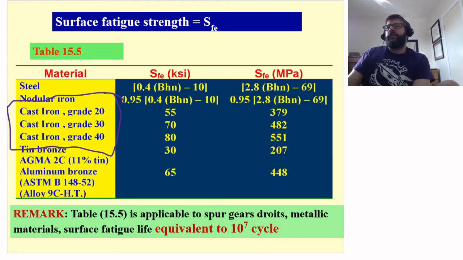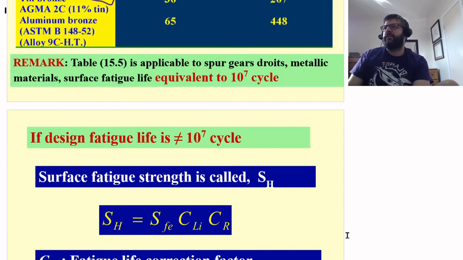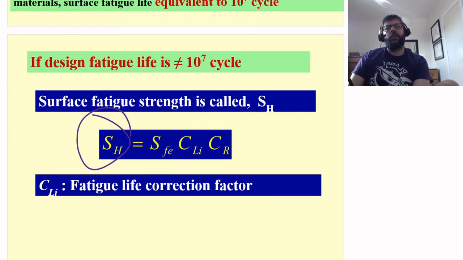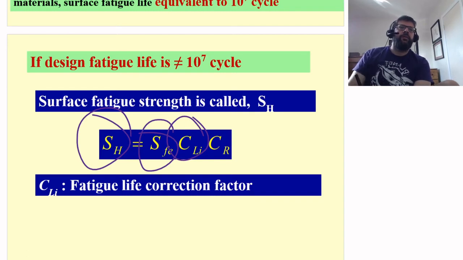So that having said, we don't use just that. Obviously, we've got other factors that we throw in there too. Not quite as many as the other ones. So what we actually use here is the S_H. Compare the S_H to the sigma_H. So got this material property. We also adjust it based upon how many cycles we're designing for. So that's our C_Li, and then we also adjust it for the reliability.